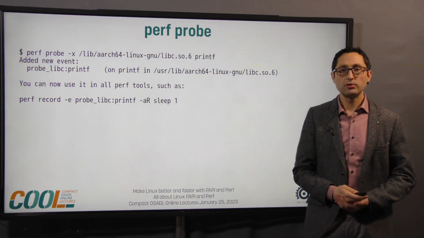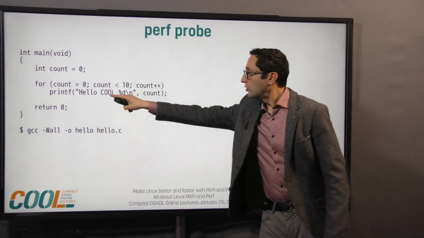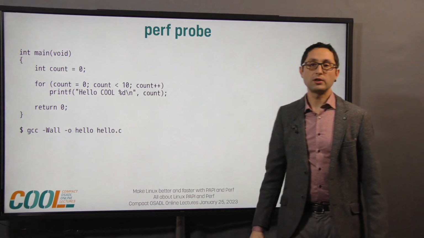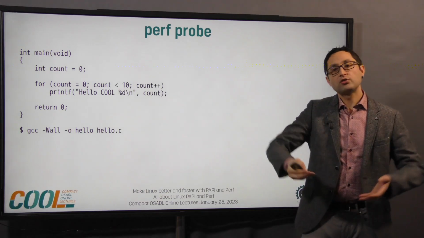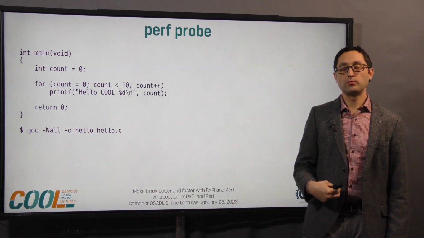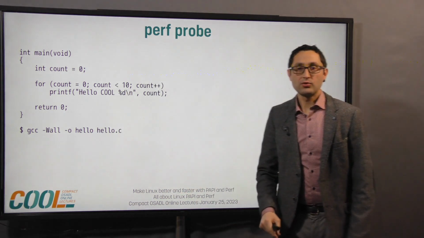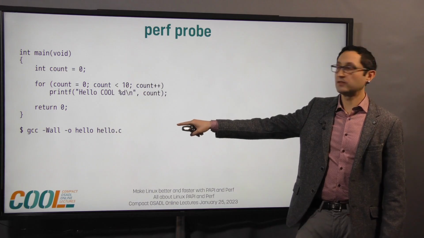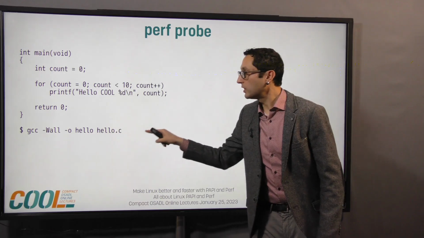Let's look into this with a very simple example. We have this hello program, and we can see we are calling the printf function just 10 times. Our intention is that we want to count every single call to printf. So we compile and link our program. And as you can see, there is no modification necessary to count these events, neither in the source code nor when we compile it.